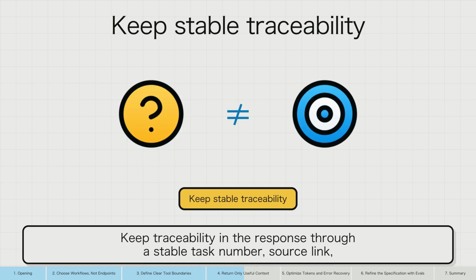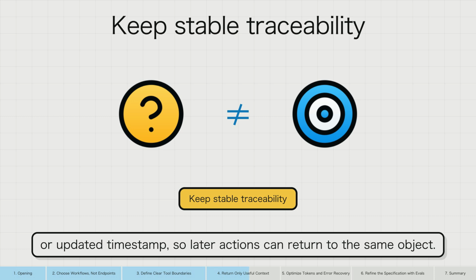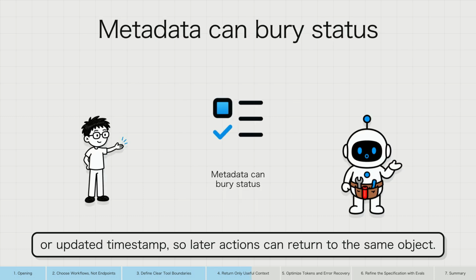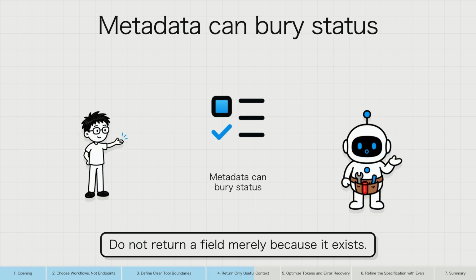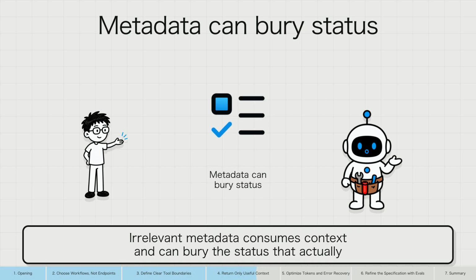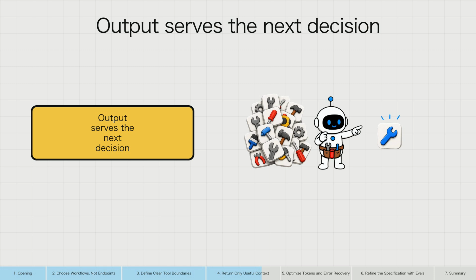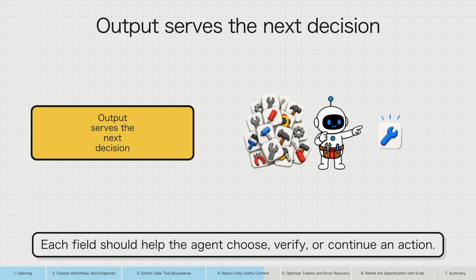Keep traceability in the response through a stable task number, source link, or updated timestamp, so later actions can return to the same object. Do not return a field merely because it exists. Irrelevant metadata consumes context and can bury the status that actually matters. Design every output as input to the next reasoning step. Each field should help the agent choose, verify, or continue an action.